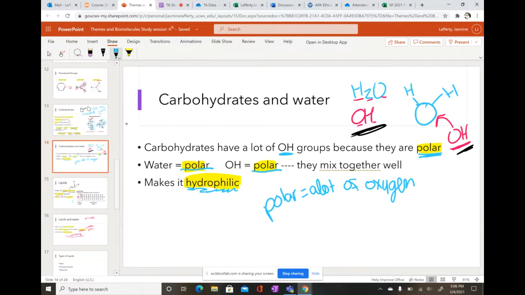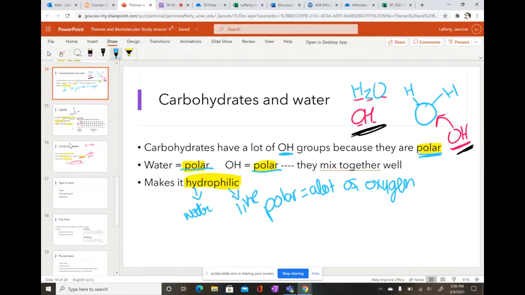Now, remember to break these words down. Hydro means water. Philic means like. So this word literally means likes water. Okay?